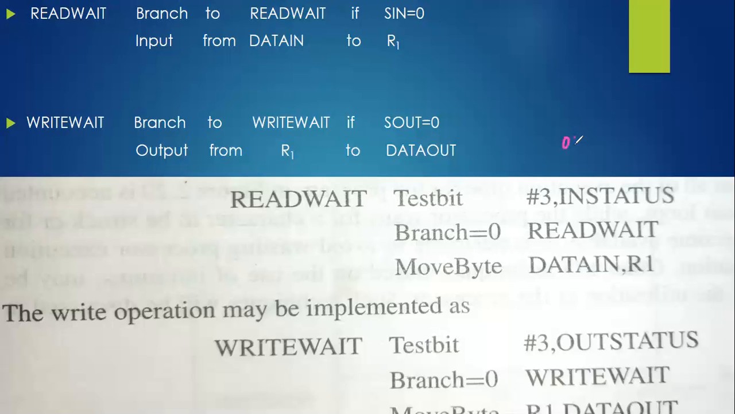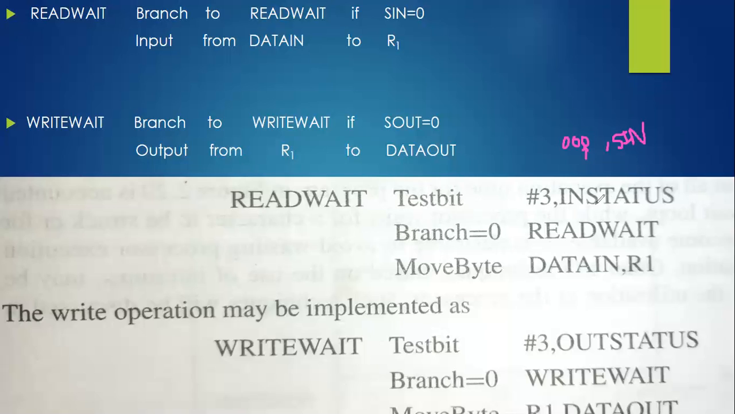Remember, first one, second one, third one. Where do you want to check this third bit? In status, that is nothing but S in. Means we need to check the third bit of S in. That is the meaning of this instruction: test bit number three, in status. In status means S in.